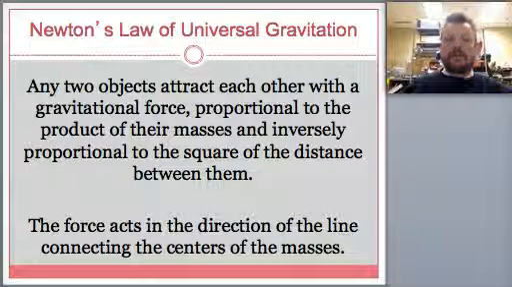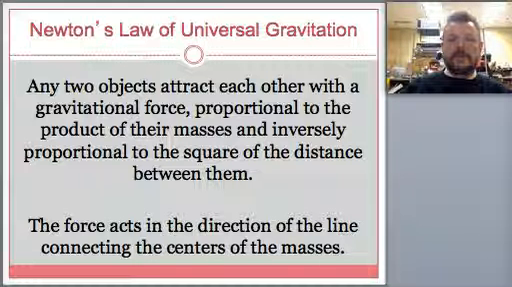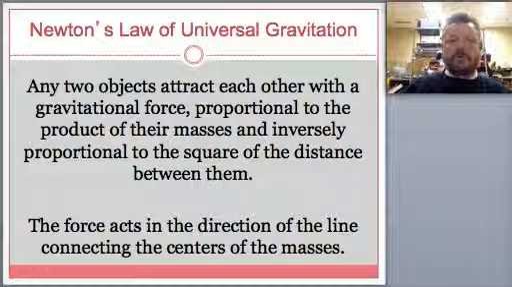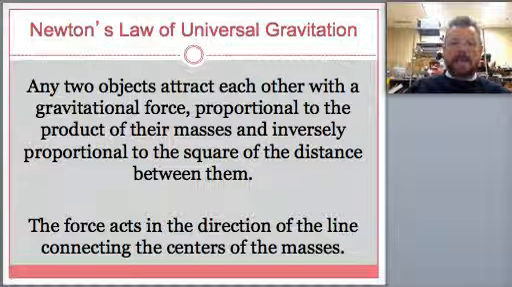Newton's law of universal gravitation. Any two objects attract each other with a gravitational force that is proportional to the product of their masses and inversely proportional to the square of the distance between them. The force acts in the direction of the line connecting the centers of the masses.